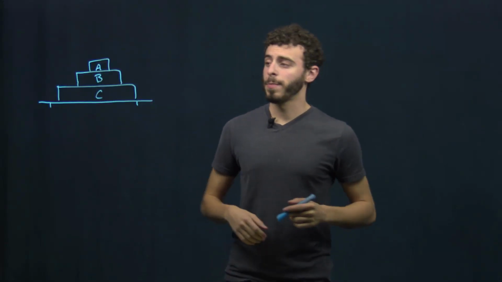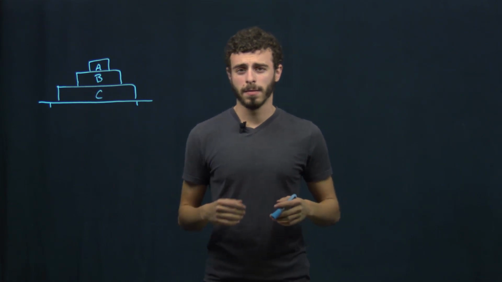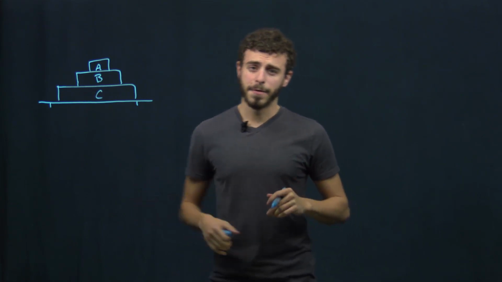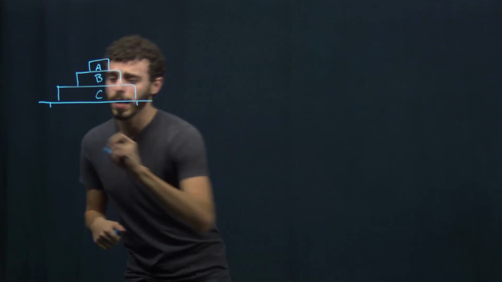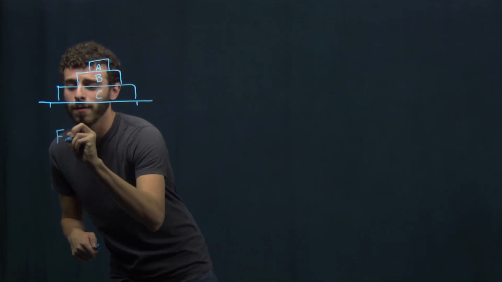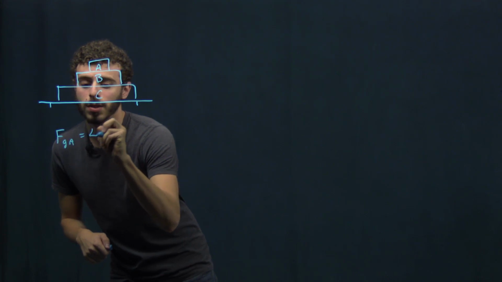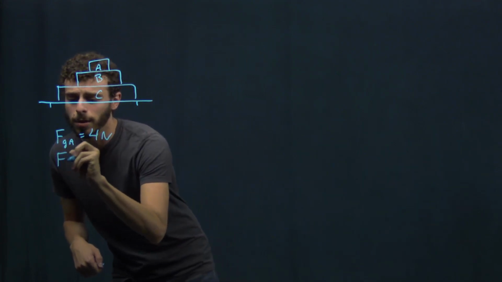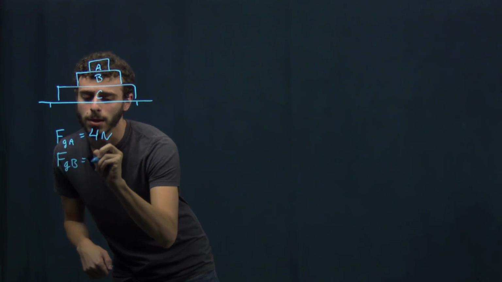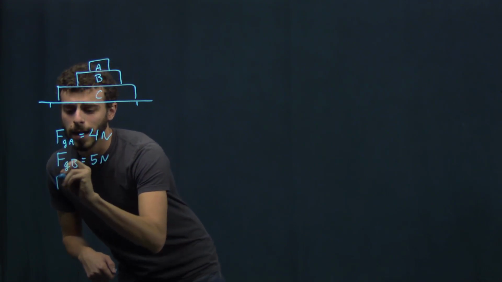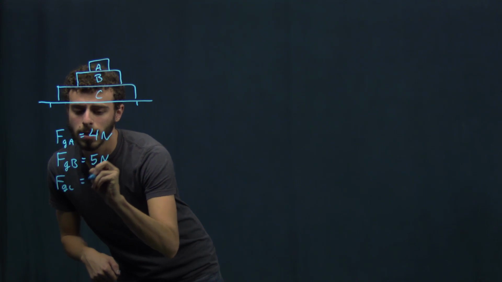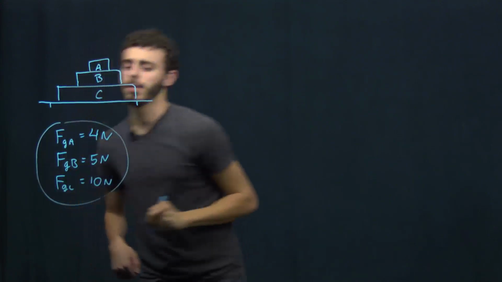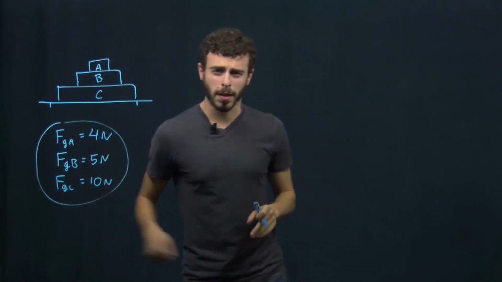Okay, so now that we have the problem read, we see a simple little picture of what's going on. So what we could do first is mine some information, which is to say they told us the weights. I'm going to call those F_gA, which is equal to 4 newtons. That's just to say the force of gravity on block A. Similarly, we have this for block B, which is 5 newtons, and then F_g on block C, which is 10 newtons. So let's circle this because we'll use this later. This is just something we'll have to go back to.